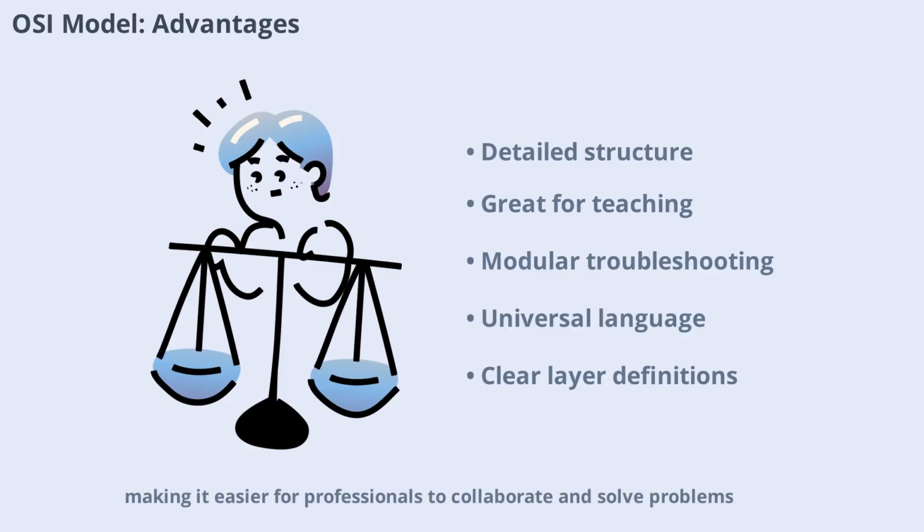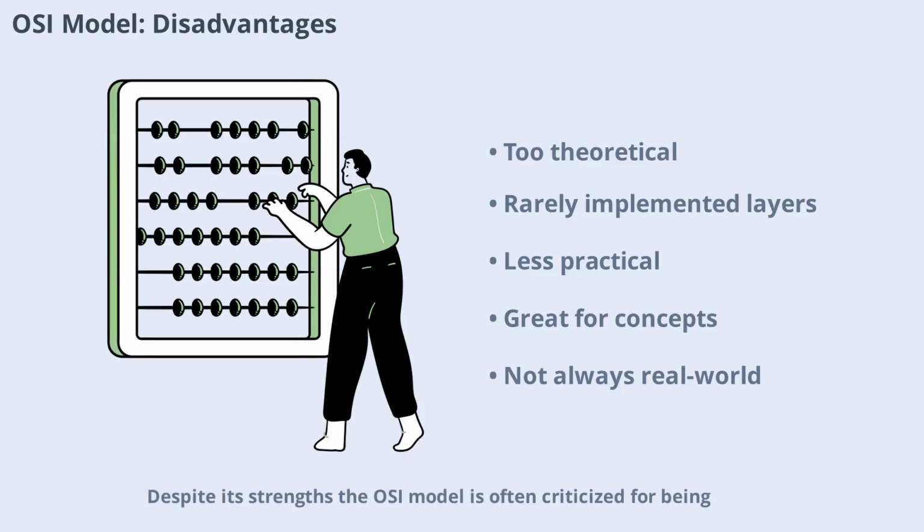solve problems. Despite its strengths, the OSI model is often criticized for being too theoretical and not always reflecting real-world networking practices. Some of its layers, like presentation and session, are rarely implemented as separate entities in modern networks. This can make the OSI model less practical for direct implementation, even though it's invaluable for conceptual understanding.